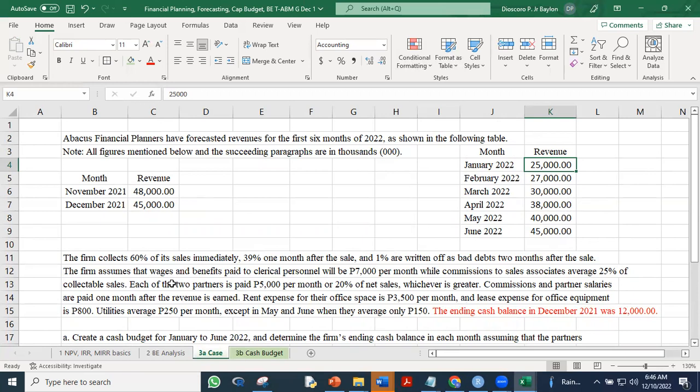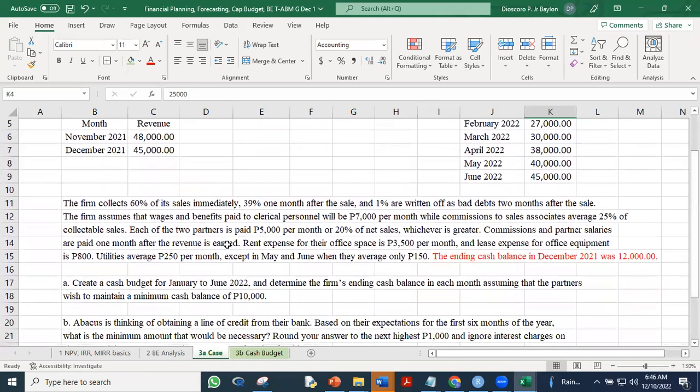Okay, so what are the cash outlays, the costs? You have wages and benefits, 7,000 per month. Commission is at 25% of collectible sales. And then the partners are paid 5,000 per month or 20% of net sales, whichever is greater. Commissions and partner salaries are paid 1 month after the revenue is earned. There's a rent expense of 3,500. Lease of the office equipment is 800. Utilities is 250 per month, except in May and June when they average only 150.